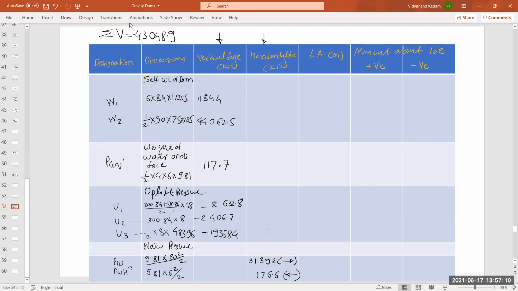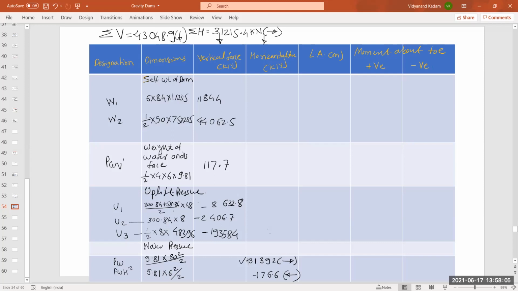Similarly, you can calculate summation of horizontal forces, summation H. Okay, so consider forces acting towards right positive and towards left negative. So take algebraic summation of these two forces. This is positive and this is negative. So 31392 minus 176.6. And what is the answer? Here answer is 31215.4 kilonewton. Direction is towards left. Summation V is also positive, so direction is downward.